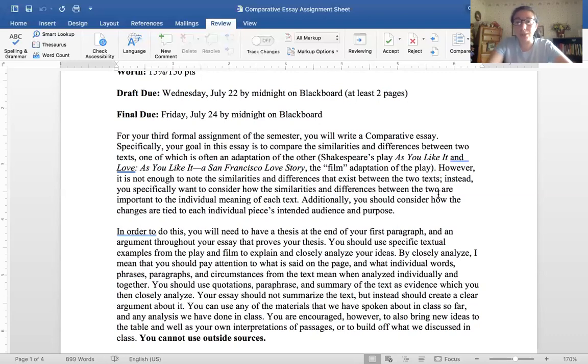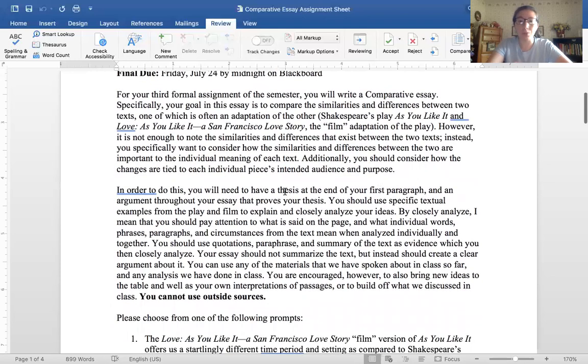Additionally, you should consider how the changes are tied to each individual piece's intended audience and purpose. In order to do this, and you guys are familiar with this, you've been doing this, you'll need to have a thesis at the end of your first paragraph and an argument throughout your essay that proves your thesis. You should use specific textual examples from the play and film to closely analyze your ideas.